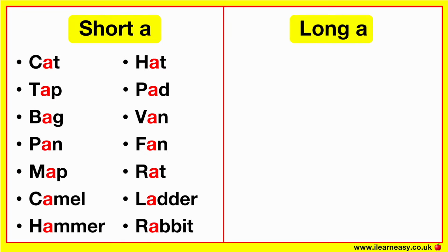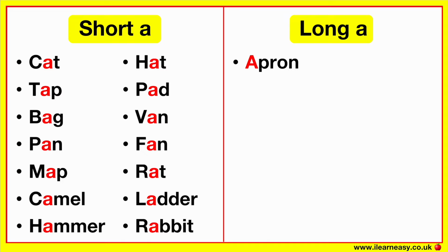The long vowel sound A is made with different letter combinations. This includes A consonant E spelling, AI, AY, EI, EA, EY, and EIGH. Let's go through each type.